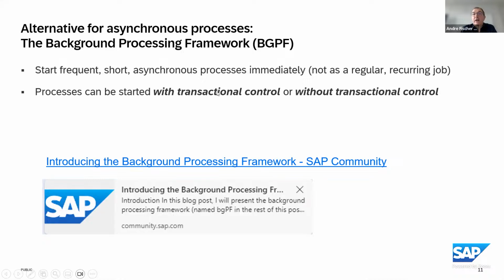And it also allows to run something within the transactional control of a RAP BO. Or you can use it without transactional control, meaning you could even do a commit work that would also work in an application job. But with transactional control is something you can do with BGPF. If you want this depends on your business scenario. And there is also a blog post about this from my colleague Andreas Mohlberg.